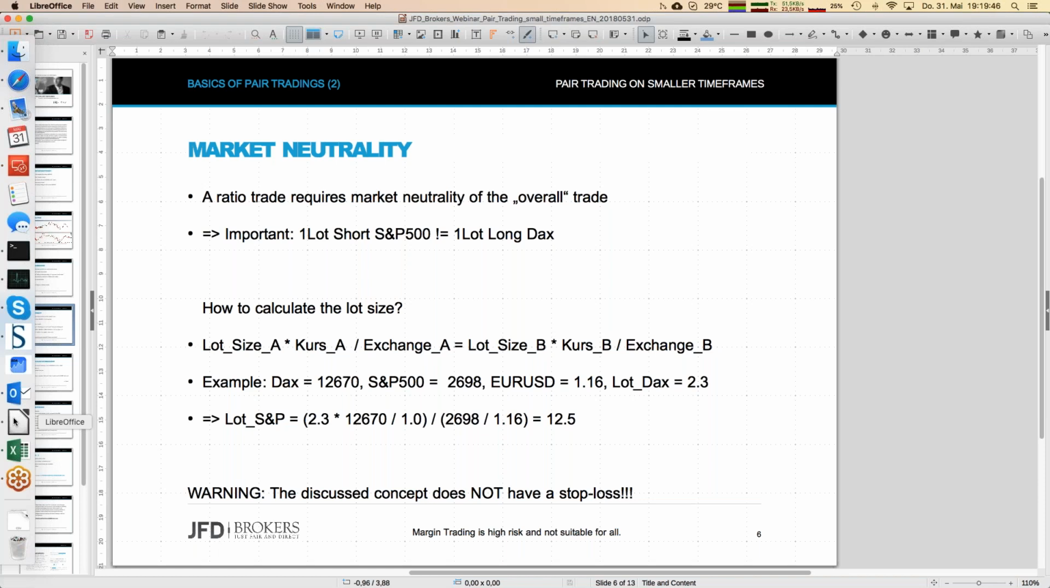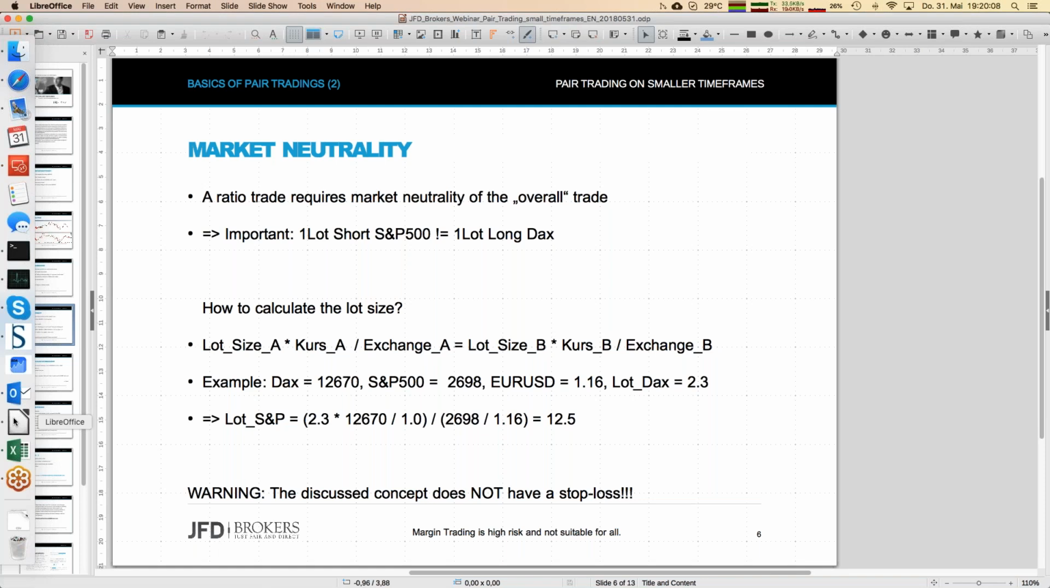We need to open those trades market neutral, because we don't want to get hit by any overall market behavior. Everything goes north or everything goes south, that should not touch us. Therefore, we have to open that trade market neutral.